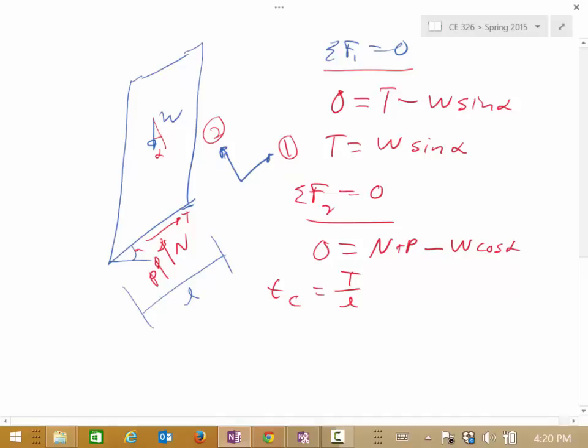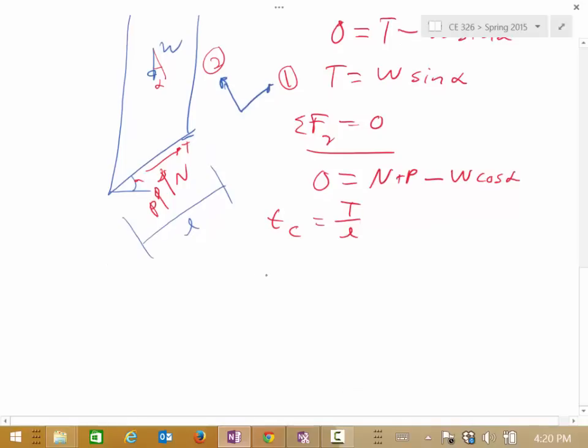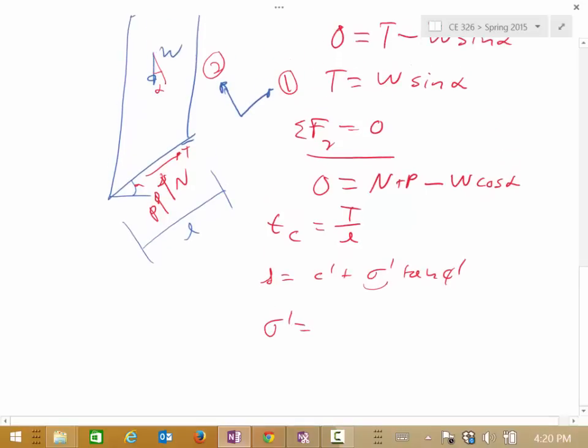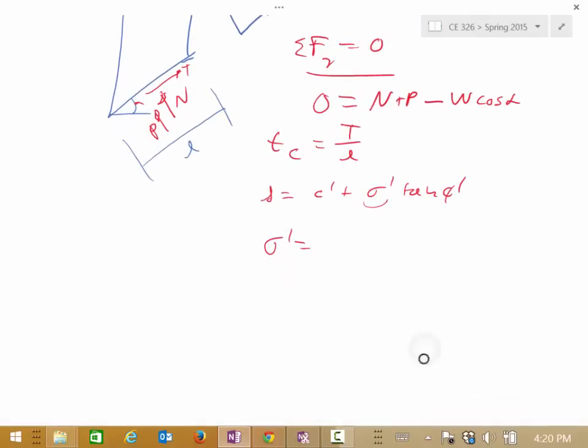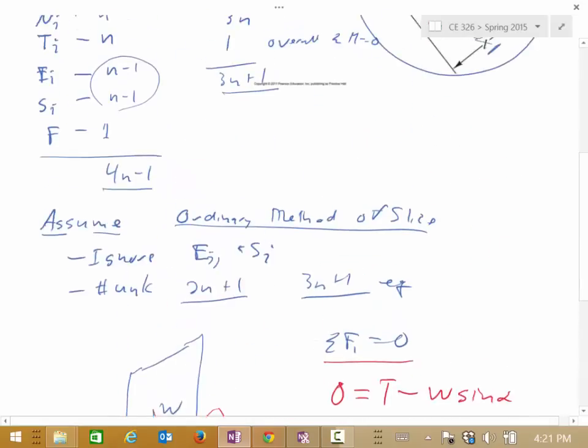Okay, and what is my shear strength equal to? C prime plus sigma prime tan phi prime. So I need to be able to calculate sigma prime. What's sigma prime? Well, sigma prime is just N over L minus P over L, right? This is sigma, and this is U, right? Are we good with that? But what I'm going to know here is not P over L. I'm just going to know U. So I'm just going to write U in there because we'll know the pore pressure at the base of the slice. How are we going to know the pore pressure at the base of the slice?